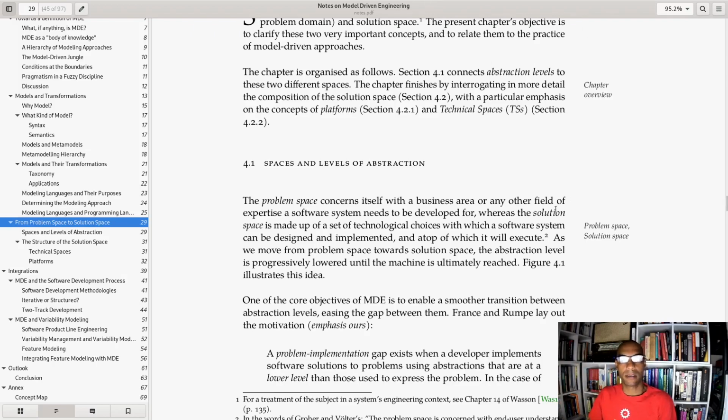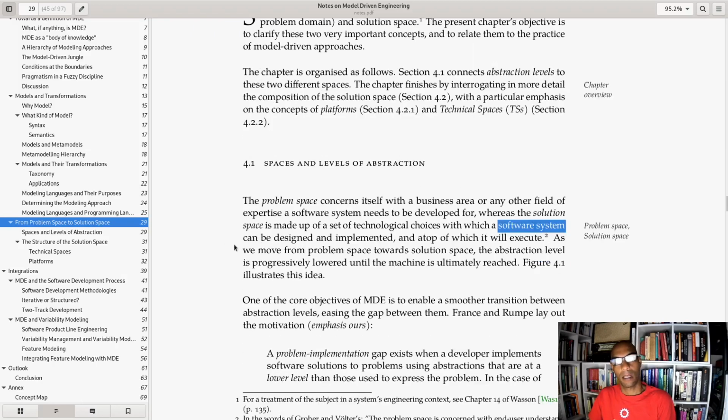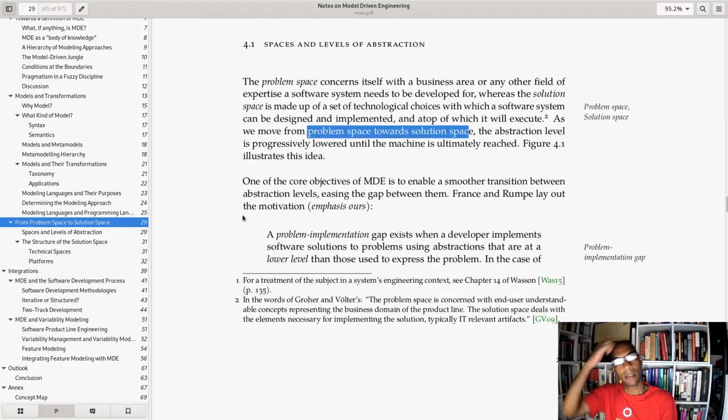And the solution space is the set of things you're going to use in order to create the solution. So, for instance, the programming languages, the compilers, the operating system, everything you need in order to create the software system. And you can imagine conceptually that there's this boundary between the problem space and the solution space. Your job as a software engineer is to somehow move from problem space towards solution space. And as you do that, something interesting happens, which is you start to lower the abstraction level.